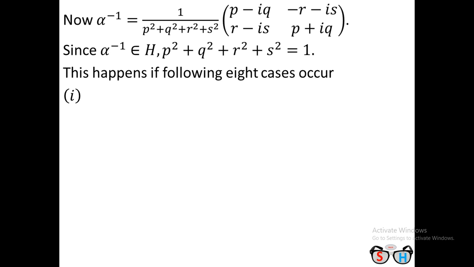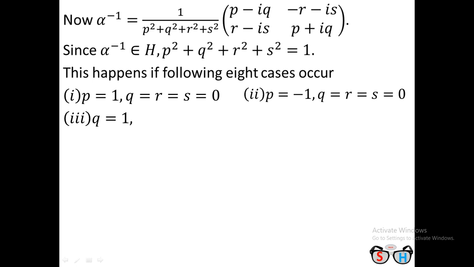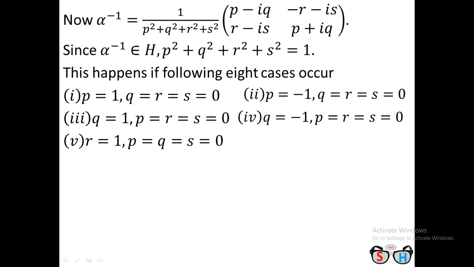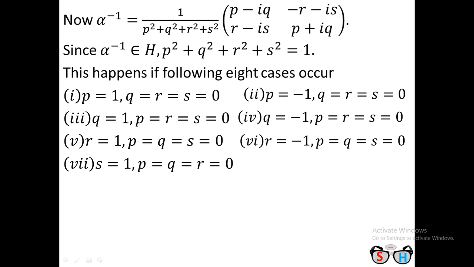In the first case, if you take p equal to 1 and the remaining are 0, then the result holds, that is p square plus q square plus r square plus s square must be equal to 1. If you take p equal to minus 1, then the result will be the same. Similarly, if you take q equal to 1 and the remaining are 0, or q equal to minus 1 and the remaining are 0, then the determinant of alpha must be non-zero. Similarly, if you take r equal to plus 1 and the remaining are 0, and r equal to minus 1, and s equal to plus or minus 1 and the remaining are 0.